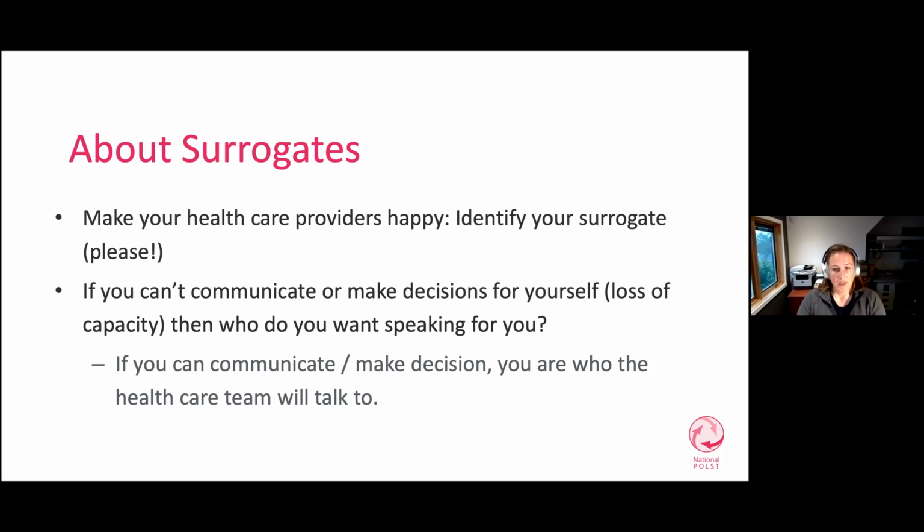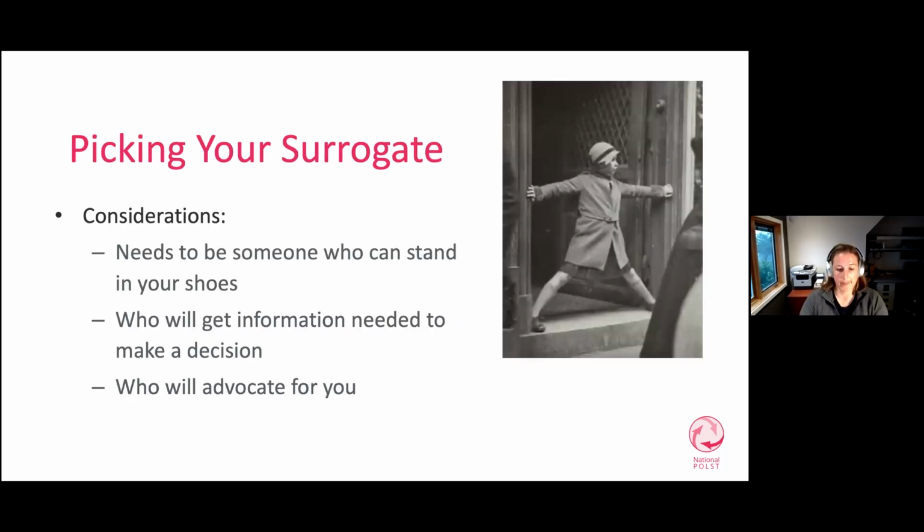And if you can communicate and make a decision, the healthcare team will be looking to you. The advance directive and surrogate only comes into play when you can't speak for yourself. You want the person speaking for you, your surrogate, to be the kind of person that's not going to leave or let things go unless all of their questions have been answered, and they know that you are getting the treatments aligned with what you would have wanted. You can think about, this is the person who needs to stand in your shoes, who can appreciate your values, who's going to get all the information needed to make a decision, who feels comfortable not letting the doctor leave the room until the questions are answered, and then who will advocate for you.